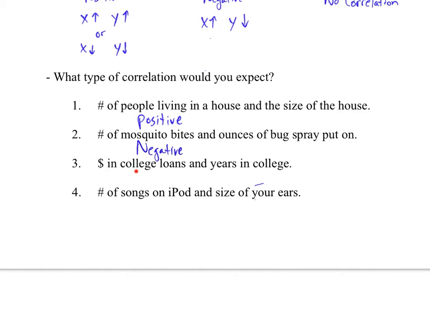So money in college loans and years in college. So this is our independent. So if your years in college goes up, the amount of your loans goes up. So it would be positive. Especially because sometimes you have some money saved up. So your first year you do okay. Last year or so, oh boy, savings are gone. Okay. Number of songs on your iPod and the size of your ears. No correlation.